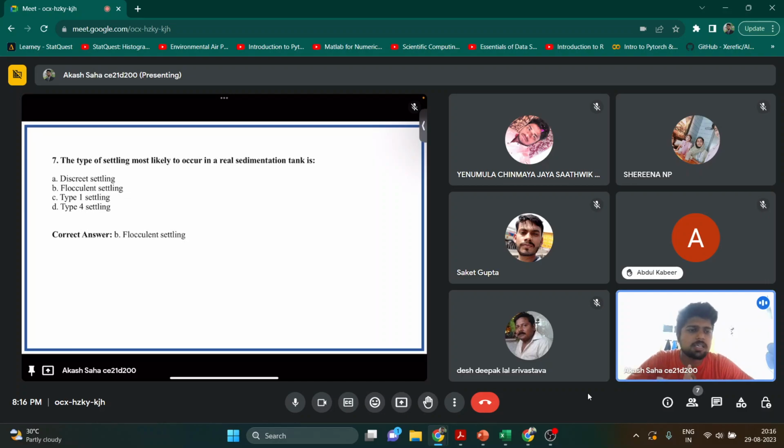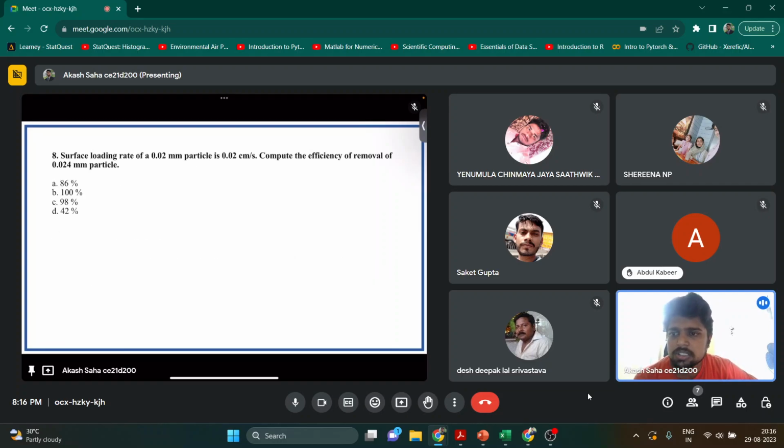Because in any real sedimentation tank, we will see the particles slowly agglomerating with each other. So they will coalesce or agglomerate with each other and form bigger particles. So in any real sedimentation tank, we will seldom see any discrete settling. It will always be a flocculent settling type.